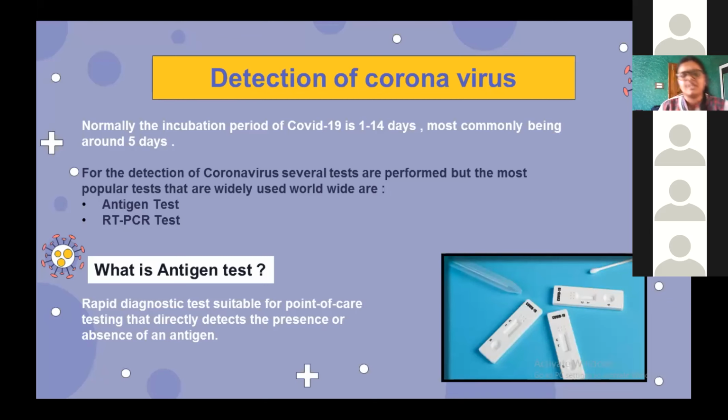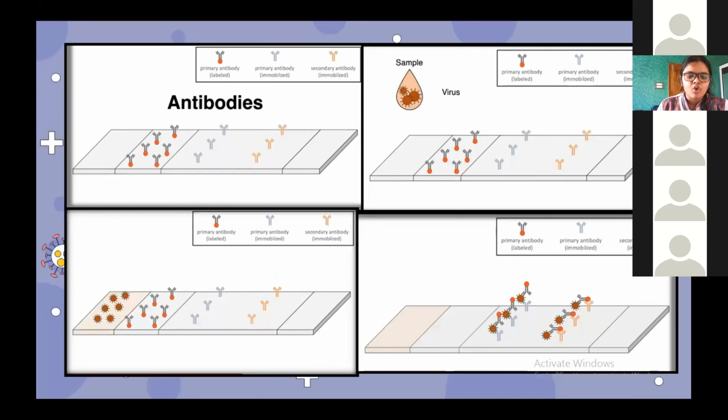What is an antigen test? Presence or absence of antigen, right? These tests are based on antibodies. Three variants of antibodies are used in this test. Starting with the primary antibody, the labeled one, which binds with the protein of the virus if present in the sample. The second set of antibodies does the same but is immobilized on the test pad. The third set are secondary antibodies, which can bind to a part of the primary antibodies.